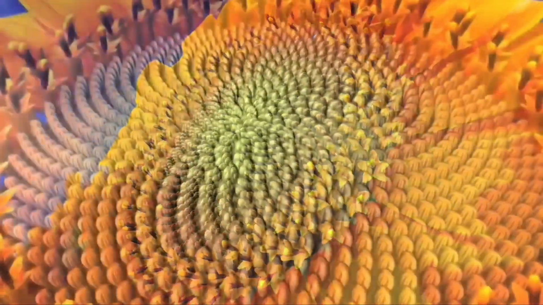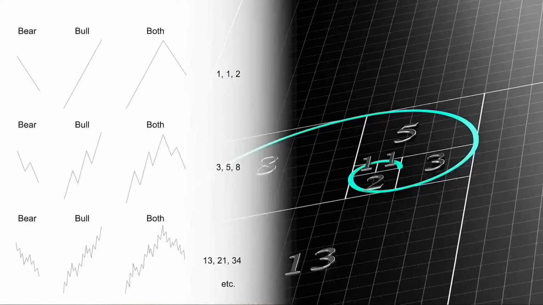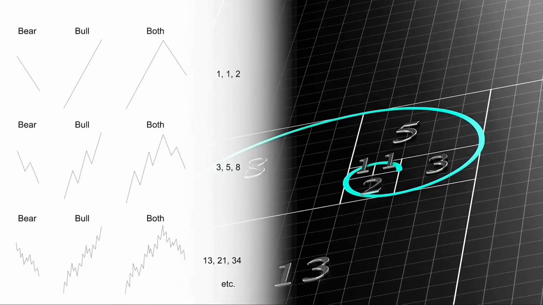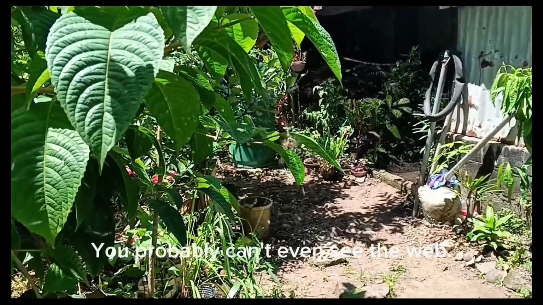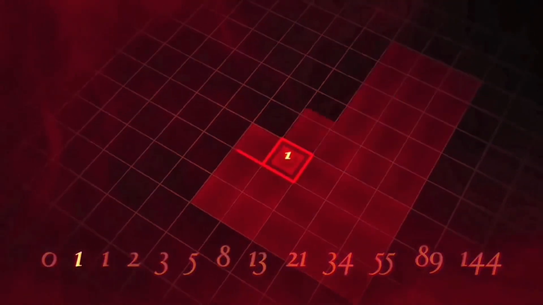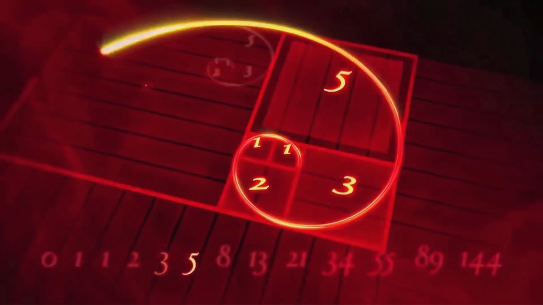You've probably heard of them. They show up everywhere, from flowers to seashells to stock markets. Even spiderwebs have them. But why? What makes this simple sequence so universal?